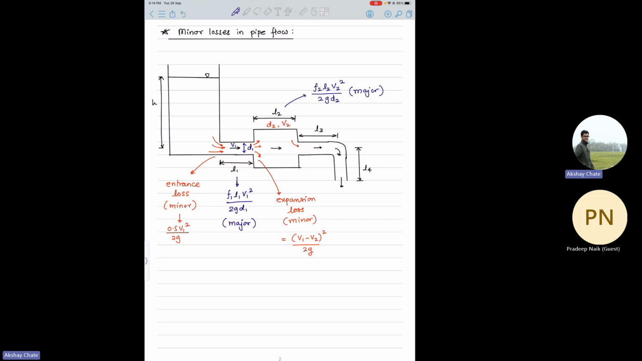There is no other reason for that. And after that, what happens? The water enters into the cross-sectional area where the diameter. Can you repeat the statement that you gave just now? Where they are called minor losses?